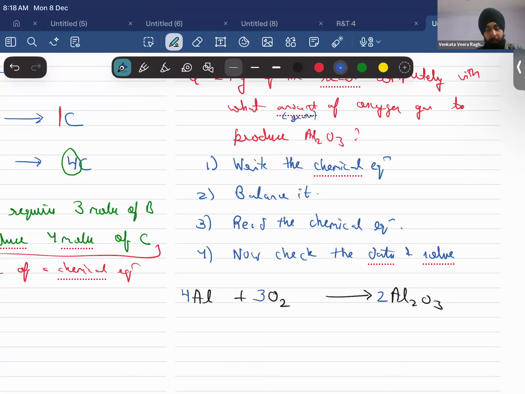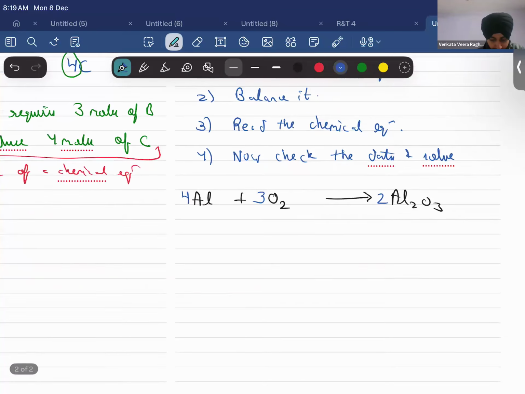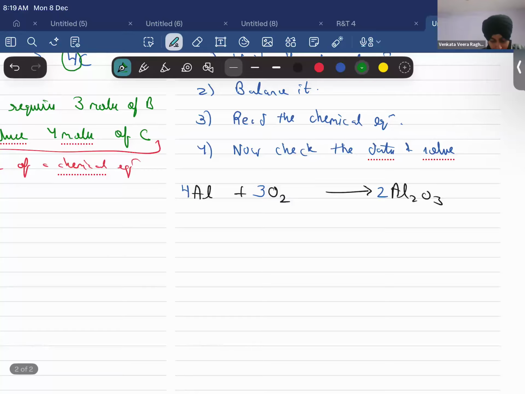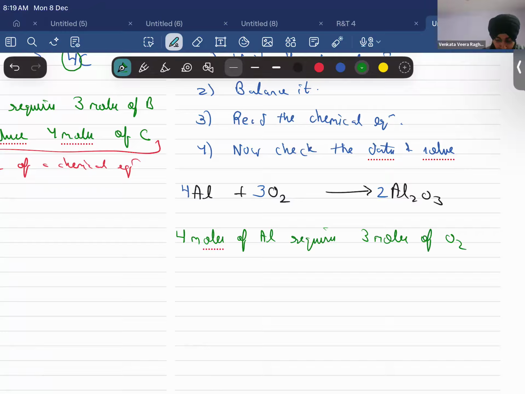Then what is the third step? Read the chemical equation carefully. What does the chemical equation say? The chemical equation says that I require 4 moles of aluminium, which requires 3 moles of O2 to produce 2 moles of Al2O3. Is it okay for you? That is how we are reading a chemical equation. Is it fine?